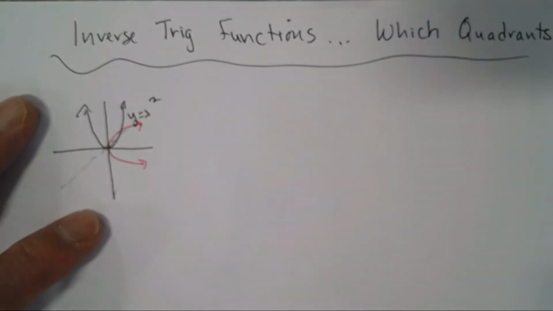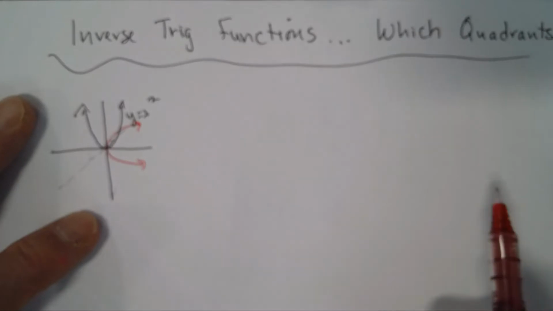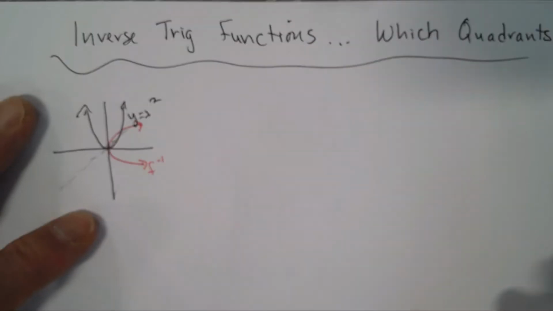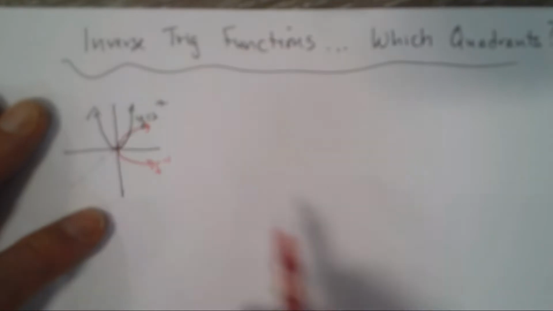So how do I know if the original function is going to have an inverse that's a function? It has to be 1 to 1. This parabola is not 1 to 1 because it fails the horizontal line test.